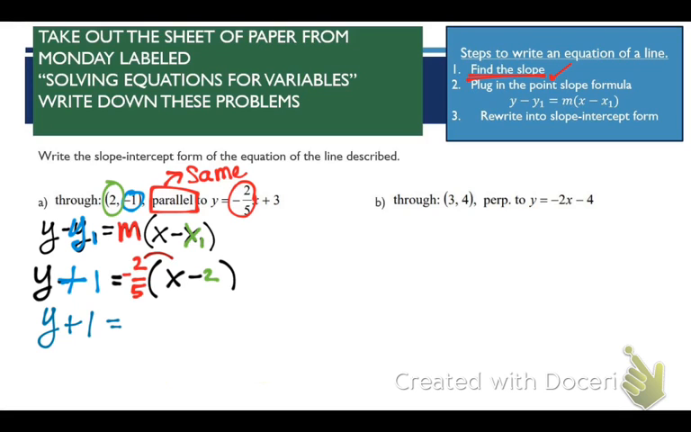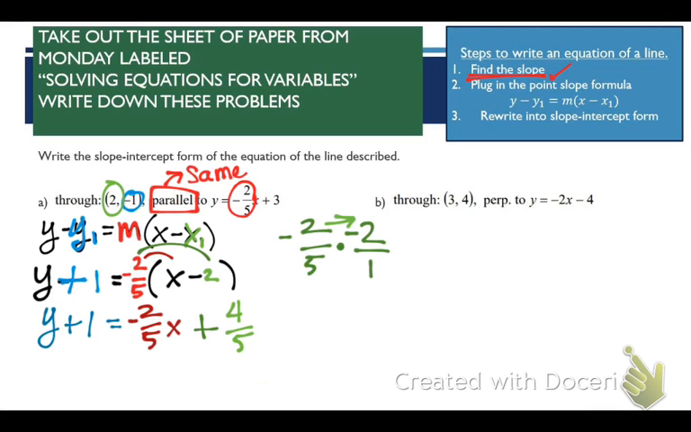Negative 2/5 times x is negative 2/5x. Good. The other I'm going to write on the side. So I'll write it over here. Negative 2/5 times negative 2. So the first thing you do is put it over 1. What is a negative times a negative? A positive. Then you multiply the top. So 2 times 2 is 4. And the bottom will be 5.